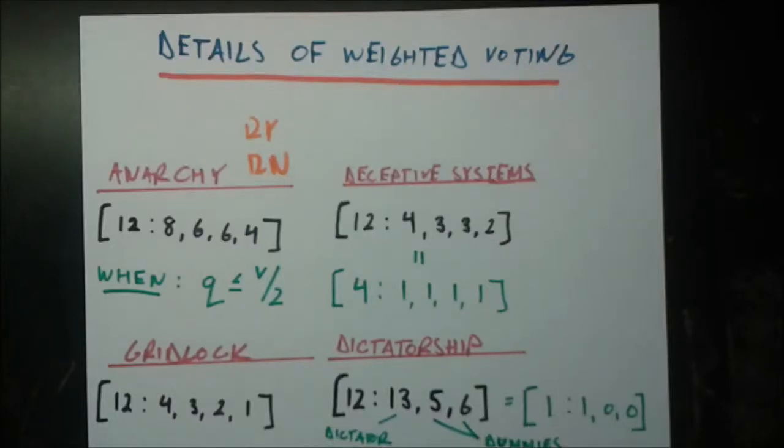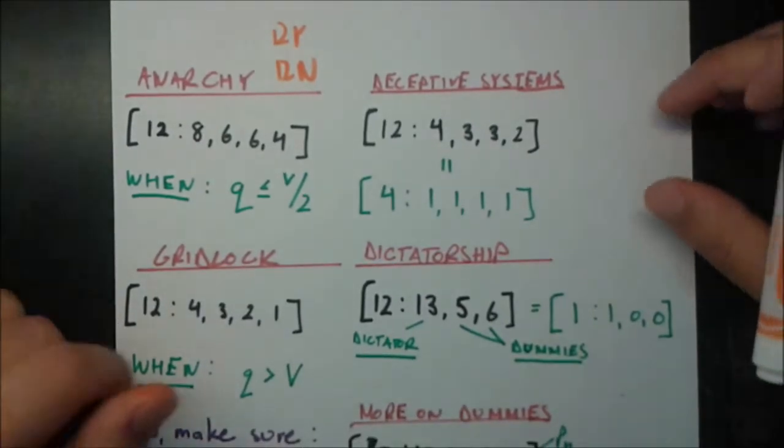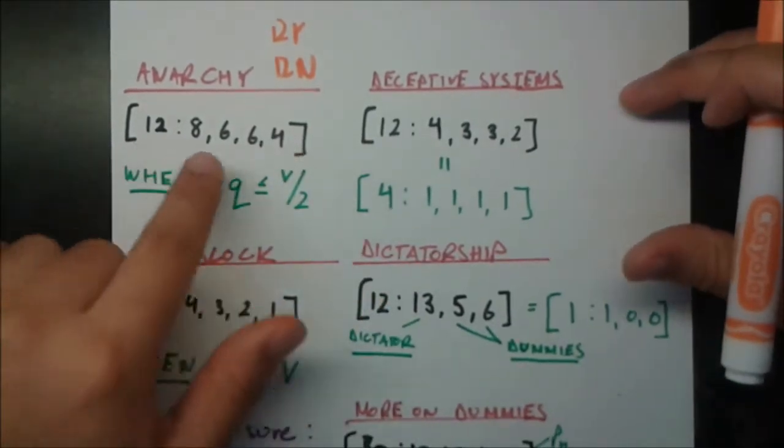Before we get into talking about a new kind of power index, let's talk about some of the details of weighted voting. We talked about some of the basics in the previous video, and let's go over those basics right now. So here's an example of a weighted voting system contained in these brackets.